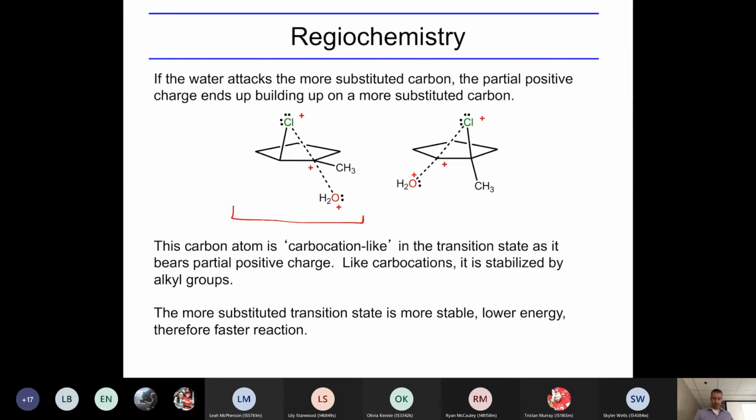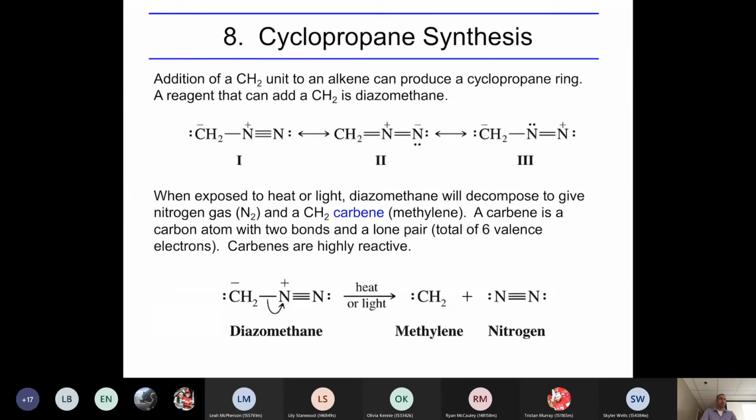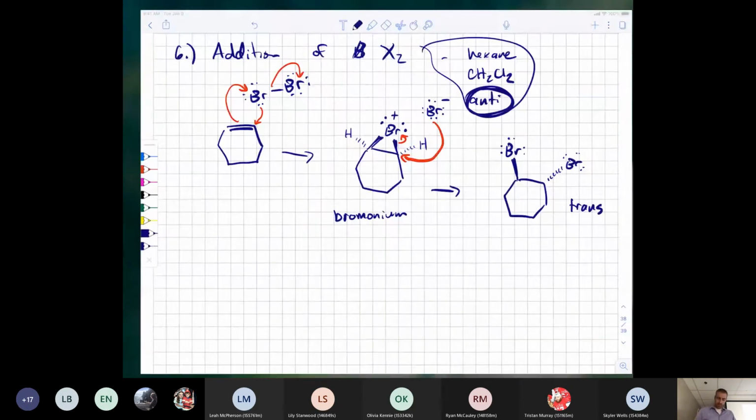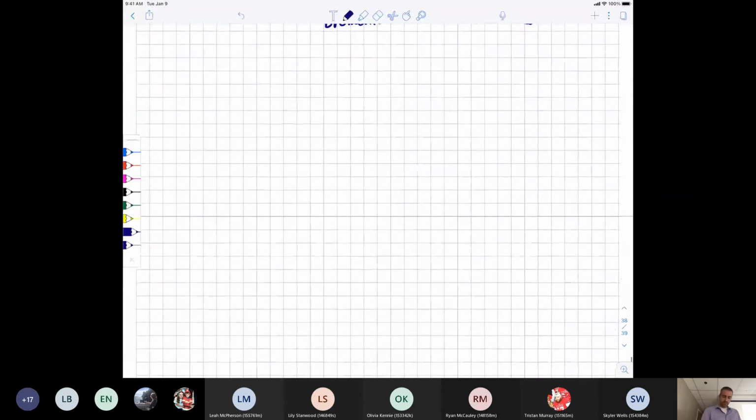Great. So we added one reaction, which was the same as a reaction we've already done, except with a little bit different kind of nucleophile. I want to do one more example.